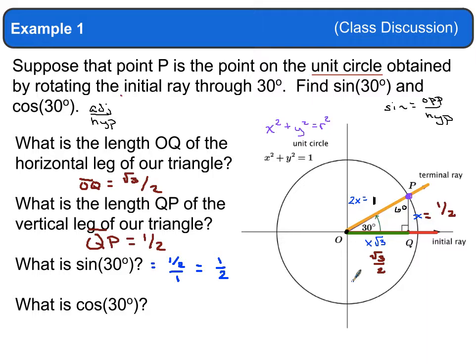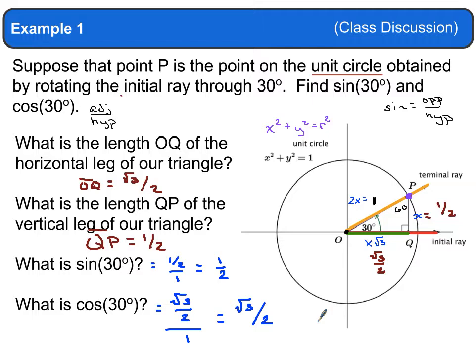Now, if we did the cosine of 30, the cosine of 30 is adjacent over hypotenuse. So that would be the square roots of 3 over 2 divided by 1. And so that means that would be the square roots of 3 over 2. That would be the cosine of 30 degrees.